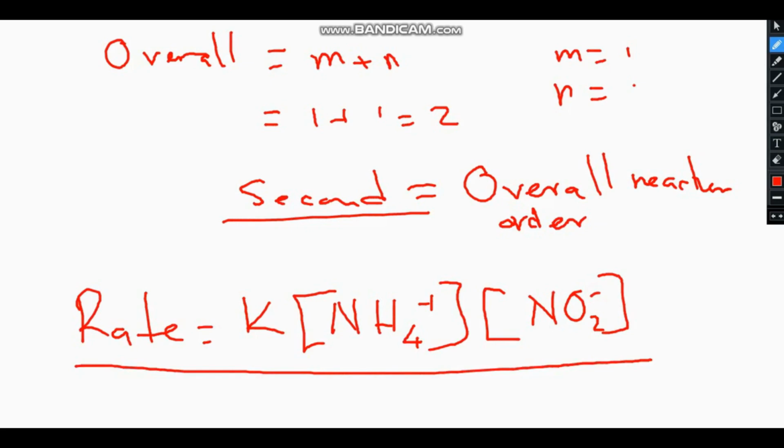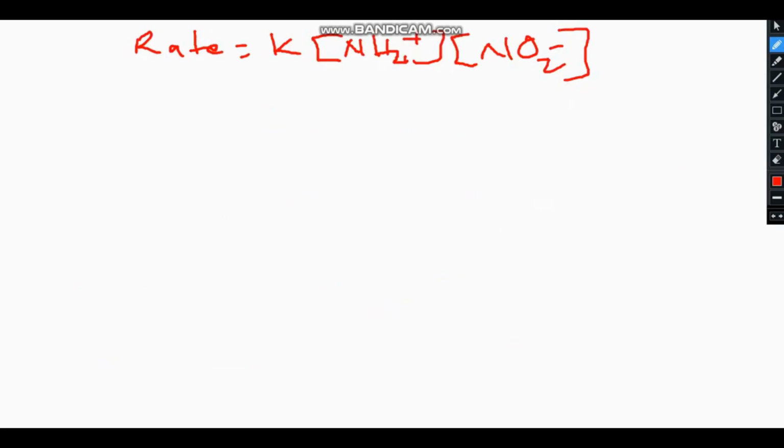We can use this now to determine the value of K. With this equation, you can pick any of the experiments, either experiment 1, experiment 2, or experiment 3, to determine the value of K. Now we can use the values of the first experiment to calculate K. The initial rate for the first experiment is 1.35 times 10 to the power negative 7, which is equal to K.